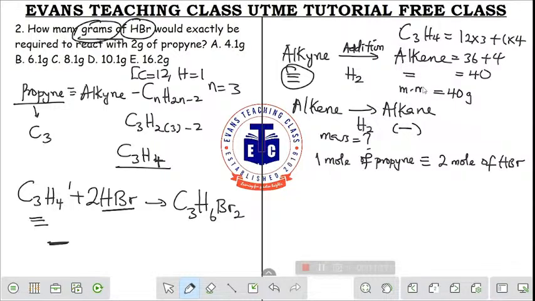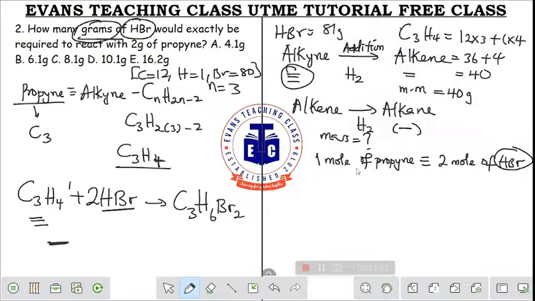Now what's the molar mass of hydrogen bromide? The problem here is they did not give us the molar mass of bromine, so let me check the question to ascertain it. It did not give us. Okay, the molar mass of bromine is 80. So HBr will be 81 grams.